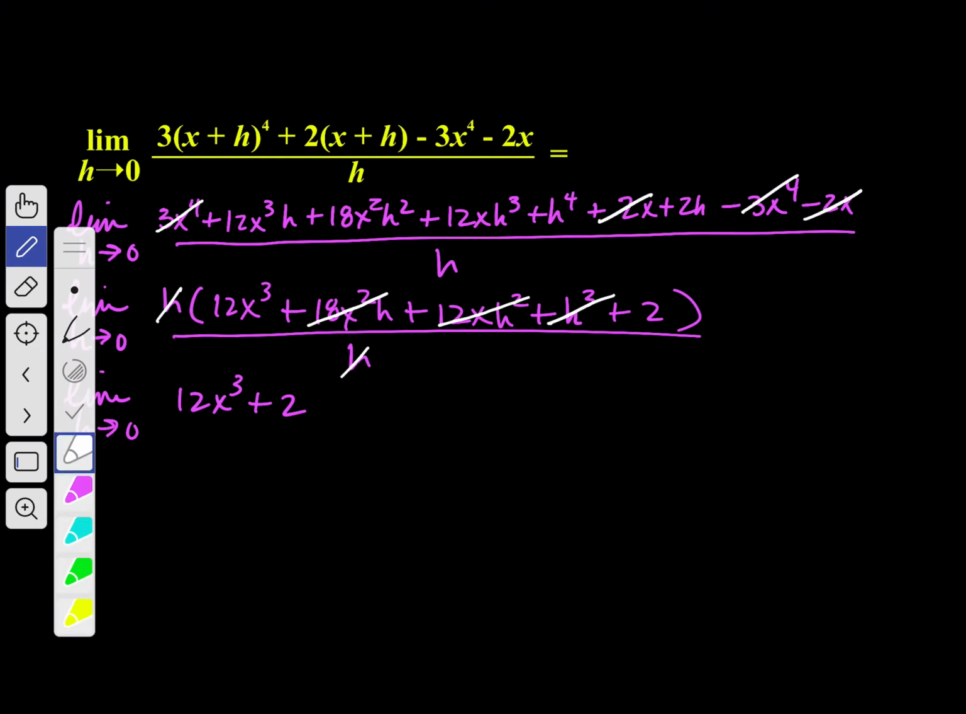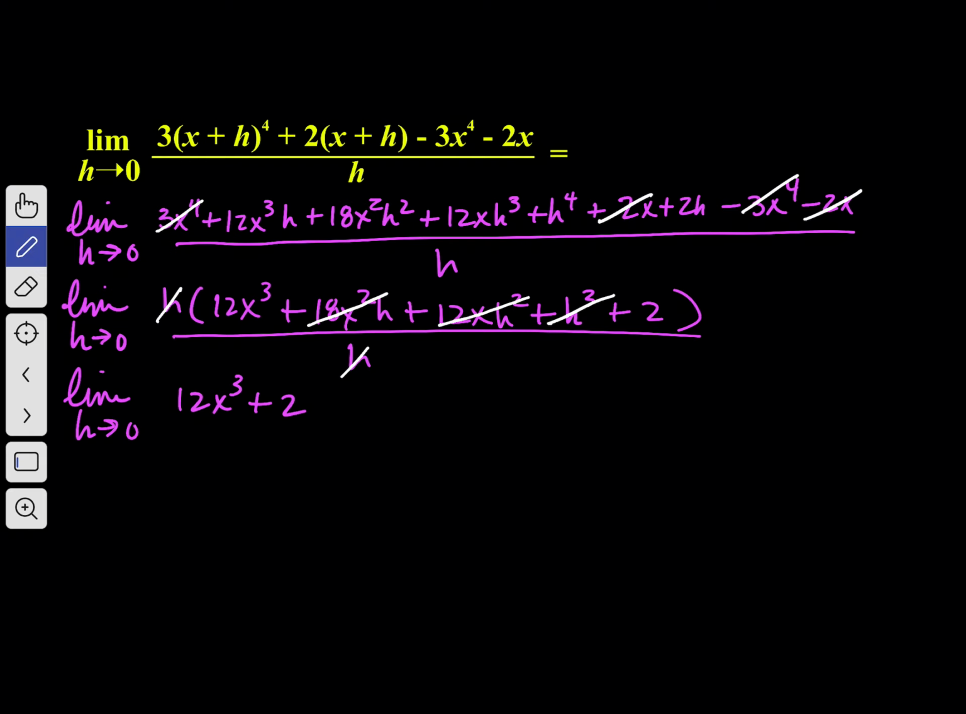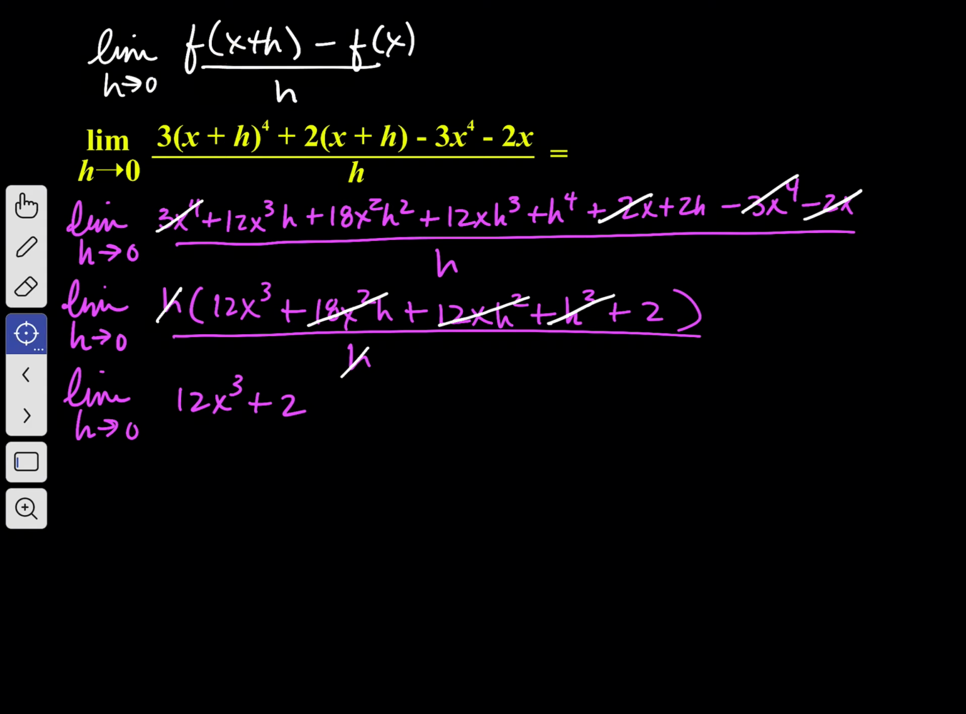So let me write the definition of the derivative again, which is the limit as h approaches 0 of f of x plus h minus f of x, all divided by h. What we've got to figure out is, what is the function? In the first part of the quotient, we're evaluating the function at x plus h. You see how we've got that here? So this is the function evaluated at x plus h. And then we have minus f of x.